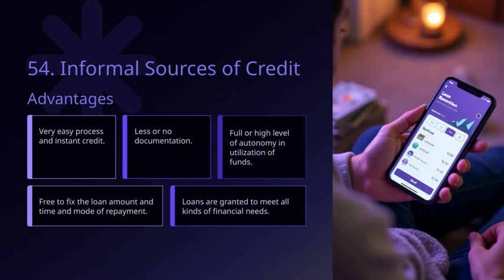Loans are granted to meet all kinds of financial needs, whether it's for personal emergencies, business expansion, or other purposes. What's important here is the full or high level of autonomy you have in utilizing these funds. You can decide how to use the money without too many restrictions. Moreover, you're free to choose the loan amount, the repayment period, and the mode of repayment that best suit your situation. The process is designed to be simple, with less or even no documentation required in many cases, making it very accessible. It's a quick and easy process, often enabling you to get instant credit when you need it.